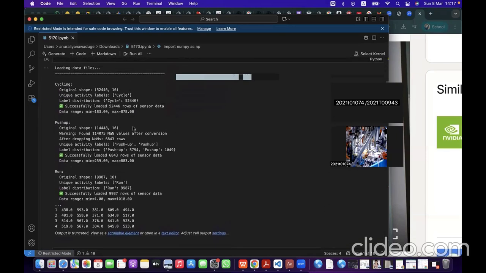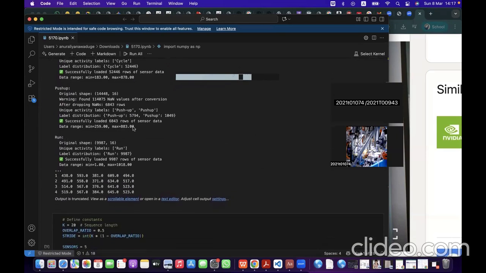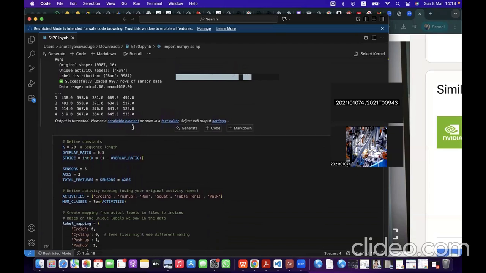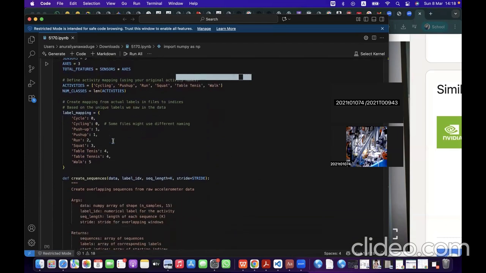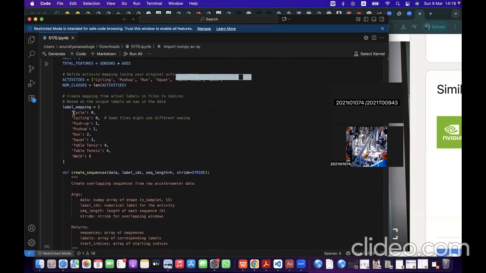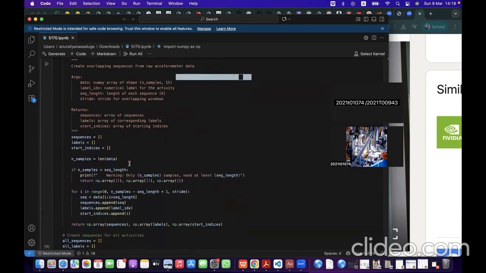This is the basic structure of the dataset. If we go to the next cell, the overlap ratio is 0.5. You can see the label method. I have labeled cycling, push up, run, squat, table tennis, and walk. Then I have created sequences.